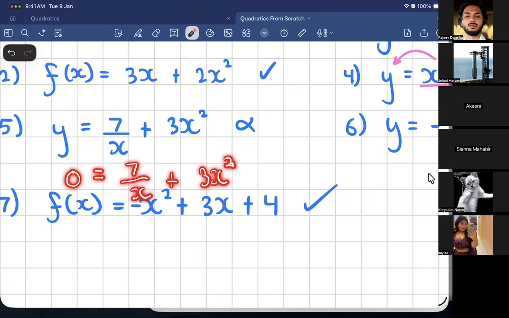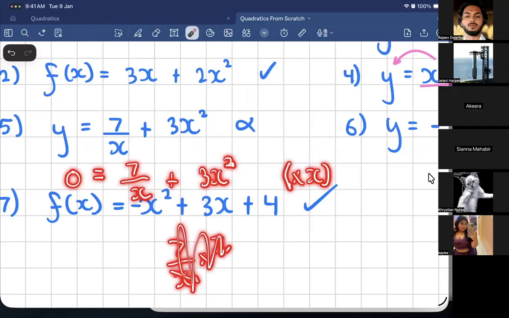No, sir. So Kaylee, if you have 7 over x, chances are you don't want to work with a fraction. So you'd multiply by what? What would you multiply 7 over x by, so the x would cancel off? You multiply by x. And if you multiply by x in one place, you have to do it where? Everywhere, right? So what is 0 times x? 0. What is 7 over x multiplied by x? 7. What is 3x squared times x?